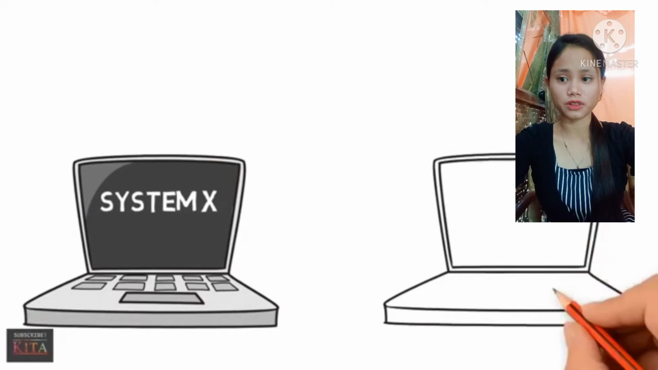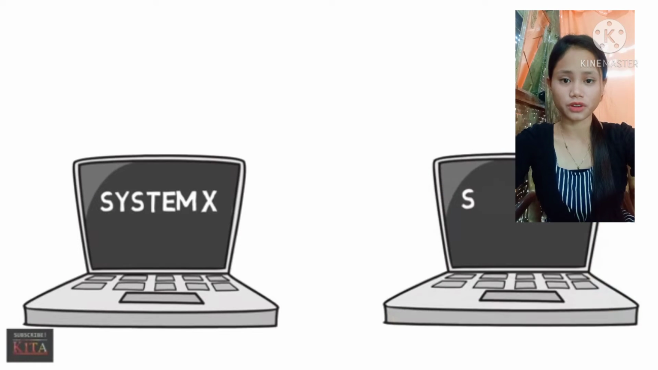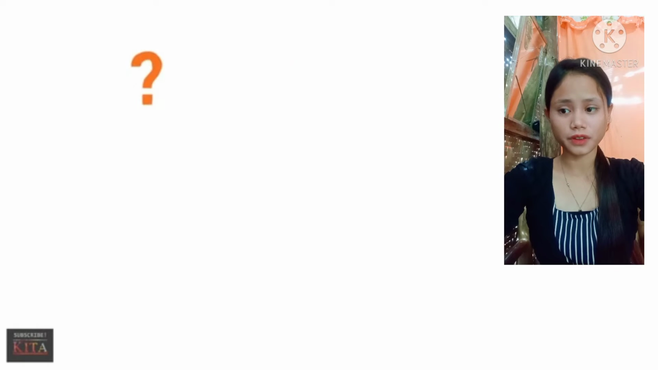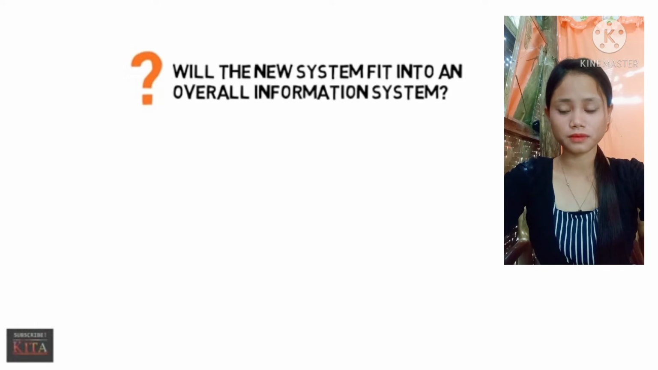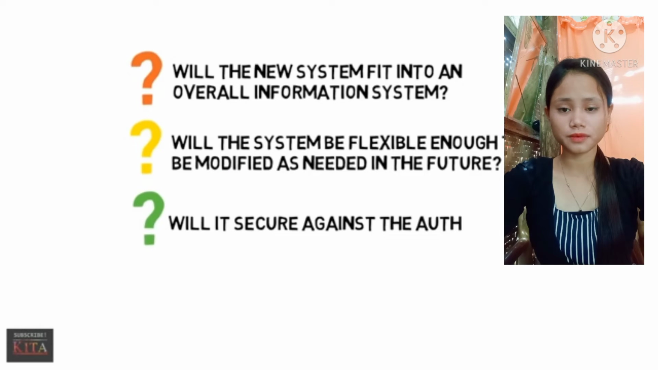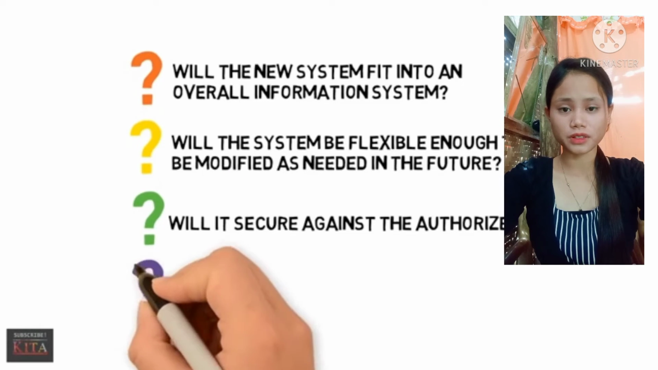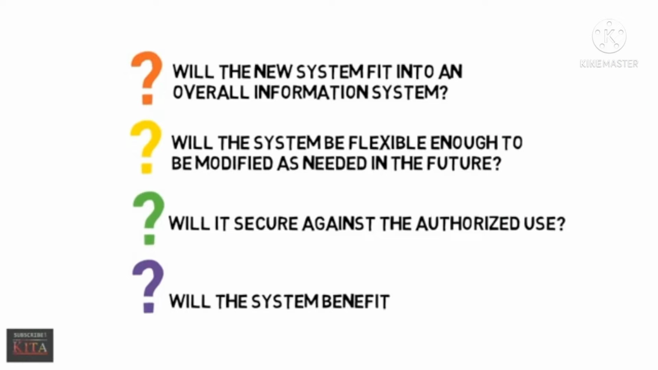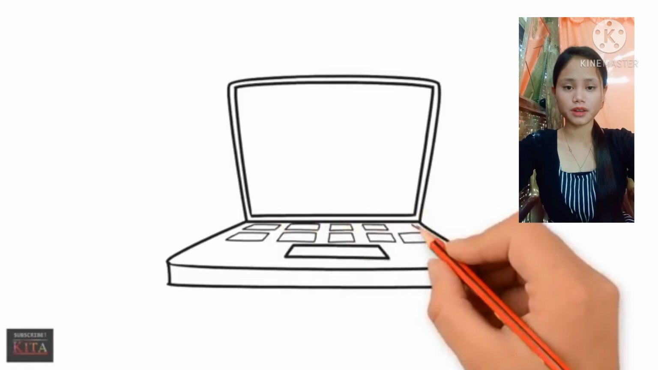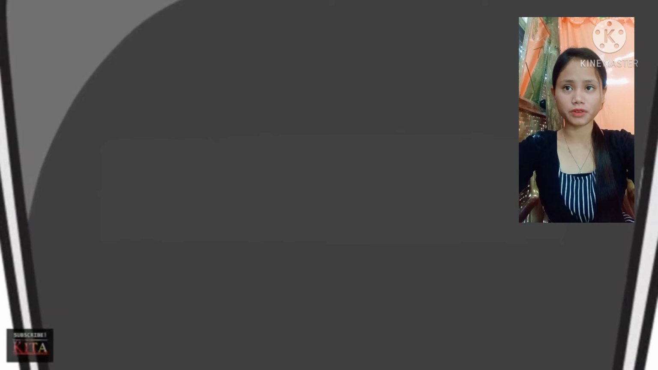The next part of this phase is to select the best system. A few questions need to be considered in making the right choice. Will the system fit into the overall information system? Will the system be flexible enough to be modified as needed in the future? Will it be secure against unauthorized use? Will the system benefits exceed its costs? Then, after selecting the best system, a system design report is prepared to summarize findings.